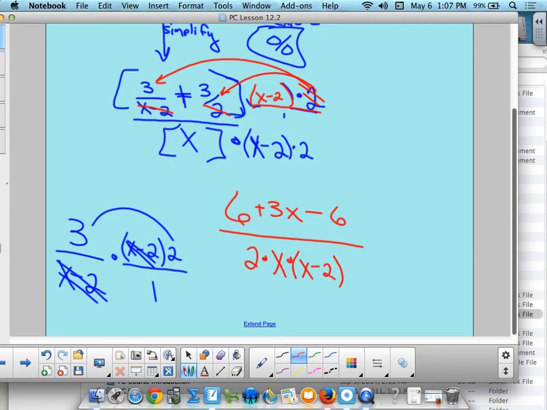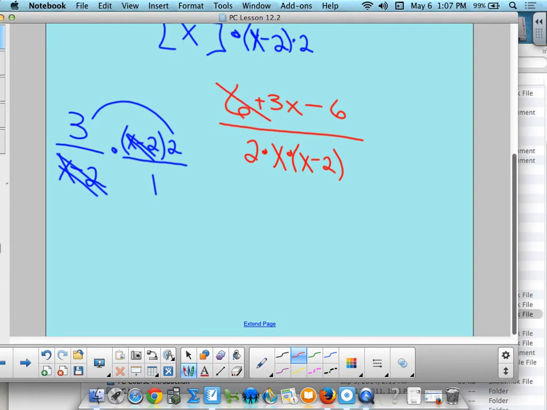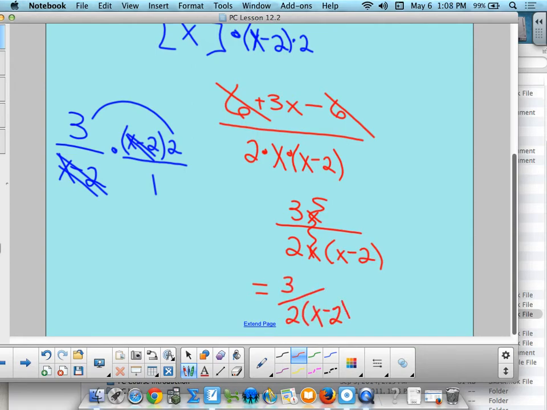Now, I'm almost done. 6 is out with 6. So what I have is this. 3x over 2x times x minus 2. See any canceling going on? x's are out. What's the final function? In simplified form, it's this. But remember, you're trying to figure out the limit as x approaches what? 0. Oh, by the way, that equal sign doesn't belong there.